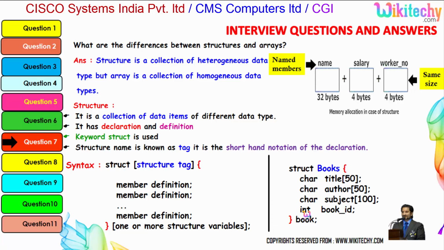Here is the difference between structures and arrays. A structure is a collection of heterogeneous data, whereas an array is a collection of homogeneous data, a straightforward, simple difference. A structure is a collection of data items of different data types, like 32, 4, 4. It has declaration and definition. The keyword struct is used. The structure name is known as a tag and it is a shorthand notation of the declaration.